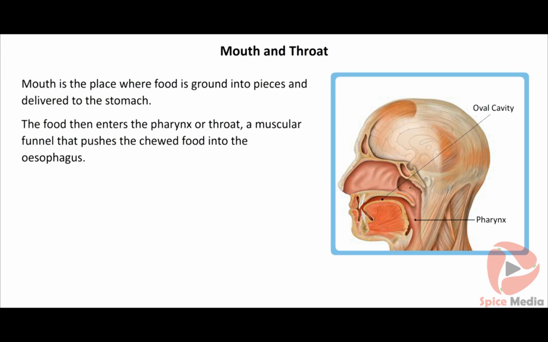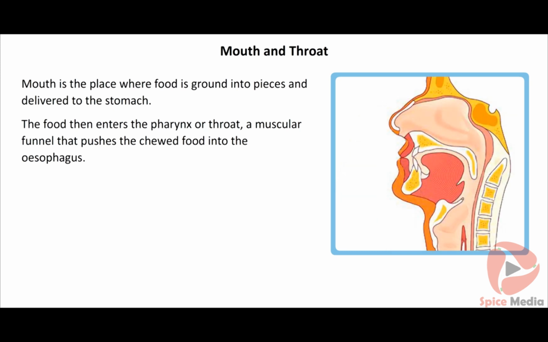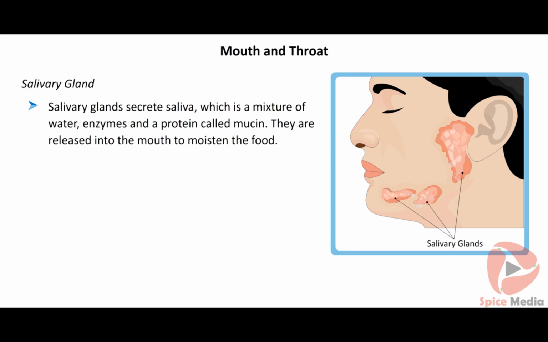The mouth is the place where food is ground into pieces and prepared for delivery to the stomach. It then enters the pharynx or throat. The pharynx is a muscular funnel that pushes the chewed food into the esophagus. The mouth area has salivary glands, teeth and tongue. Mouse over the salivary glands, teeth and tongue to know more about them.